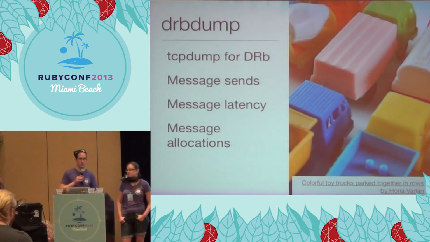So there's also a tool that I wrote to help you debug or monitor or understand how your program's using DRb, called DRb dump, and it works a lot like TCP dump. It monitors message sends and message latency and how many allocations it takes for messages to send, and also shows you a log of all of the messages that are scrolling by.